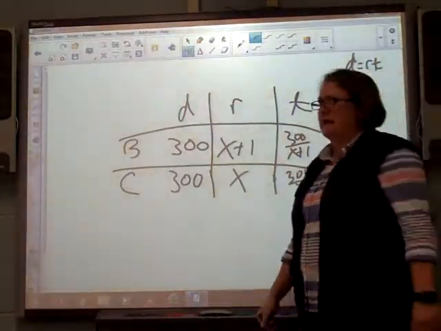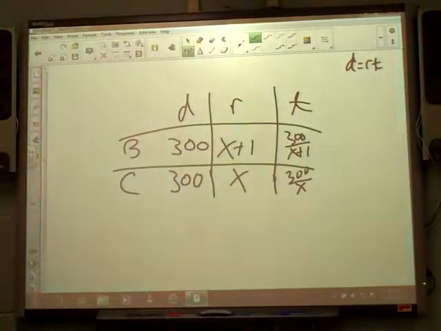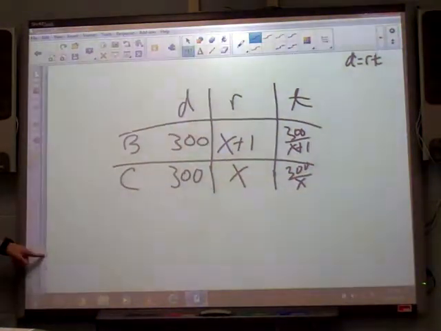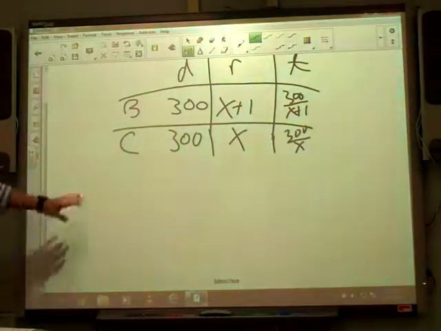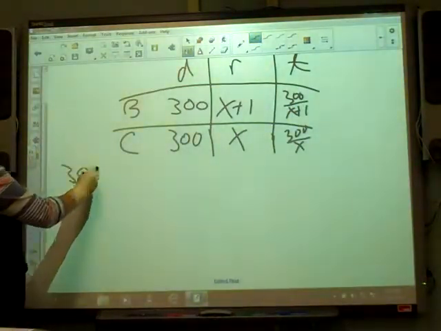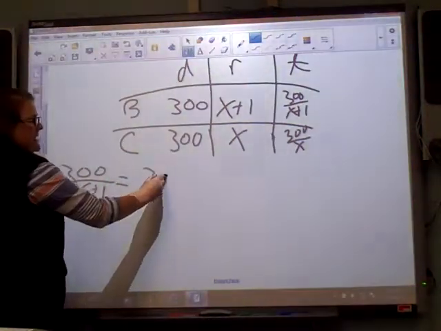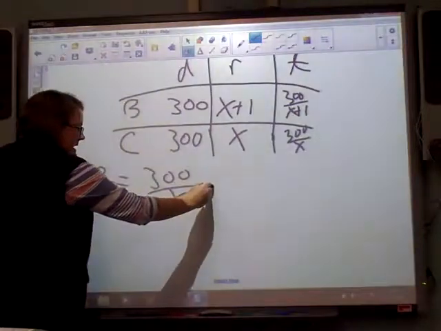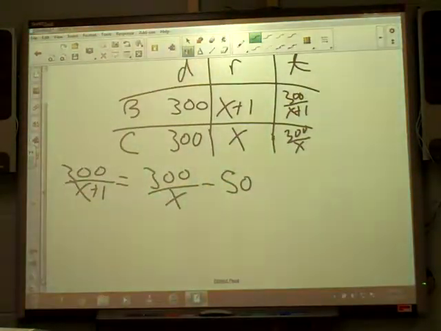Alright, we can't just set them equal to each other this time because there was one other little bit of info that I told you. Bill saves 50 seconds by getting on the conveyor belt. He's going to beat her there by 50 seconds. Okay? So what we're looking at then is Bill's time, 300 over x plus 1, is going to be equal to Cheryl's time minus 50 seconds. Right? Makes sense?